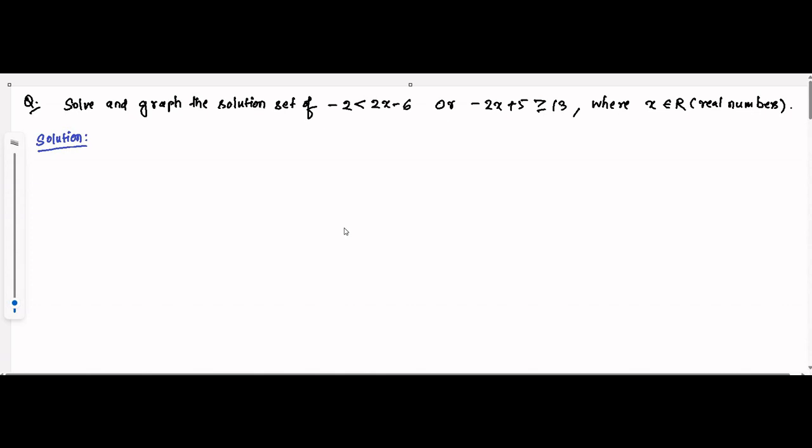two inequations, and here it is "or". So the difference between "and" and "or" you will see when we solve this question.